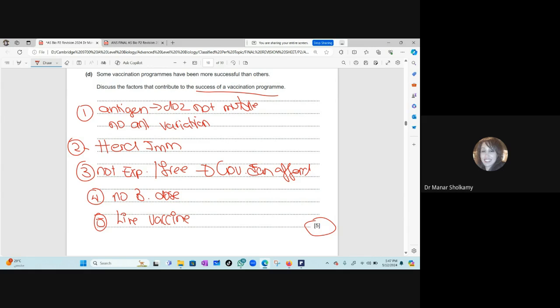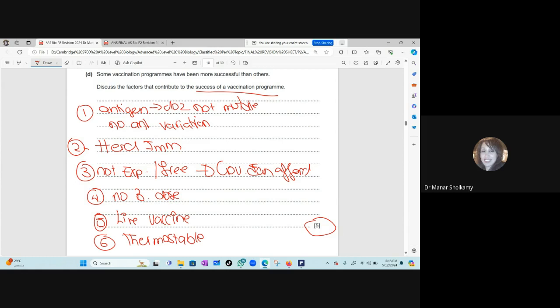Talk about how the vaccine can be stored. Is it thermostable or not thermostable? If it's thermostable, it's easier to store. It's not going to be destroyed by high temperature and it is easy to transport. The main reason for the success of a vaccination program is that the pathogen doesn't mutate. It's stable.